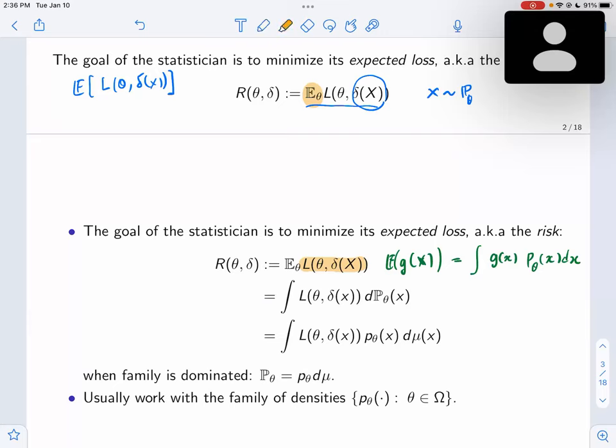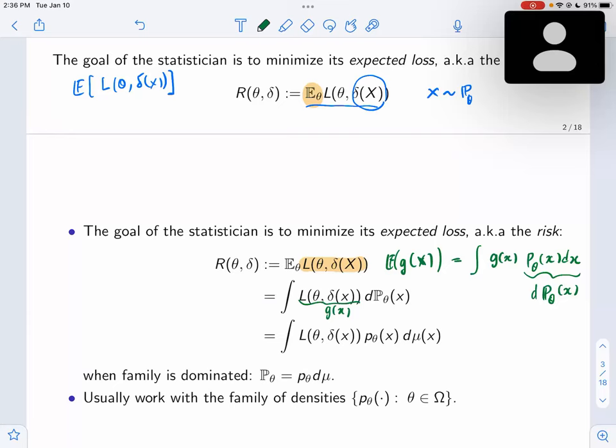But if I don't want to assume that there is a density, I'm going to write something like this, which might make people a little bit uncomfortable. But if it makes you uncomfortable, just mentally replace it with that. So that's what I'm writing here. This is my g of x basically, and dP theta of x. So this is a measure theoretic type of notation.